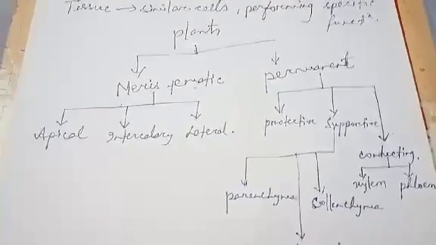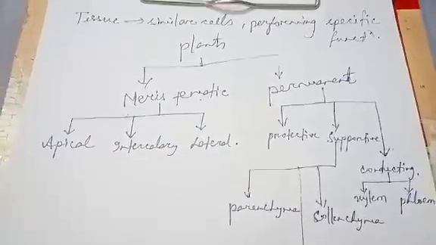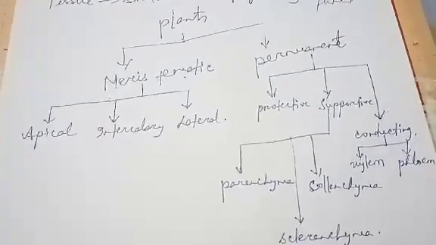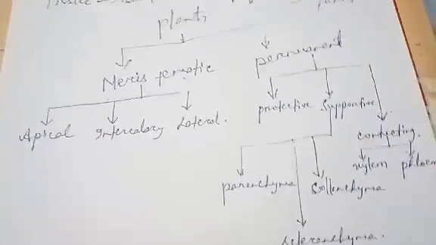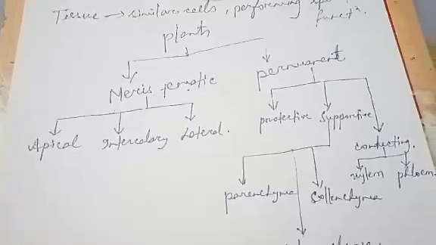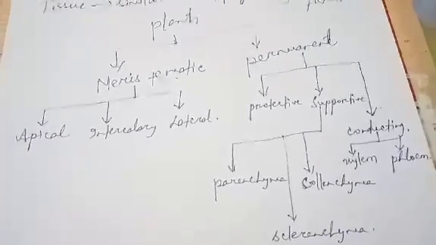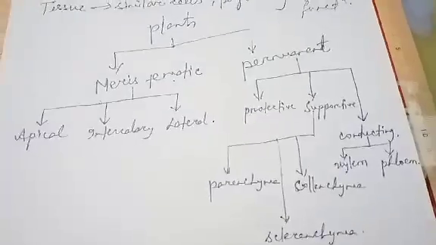So based on their location, apical meristem is responsible for the growth of the tips of the root and shoot. Intercalary meristem helps in the lengthening of the stem and specific organs. And lateral meristem leads to the widening of the stem.